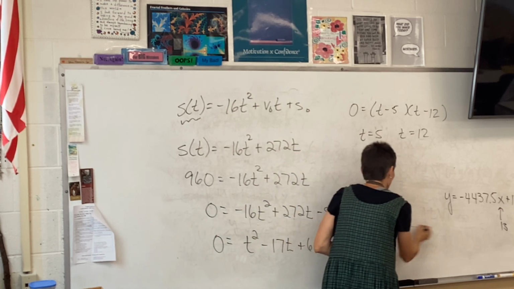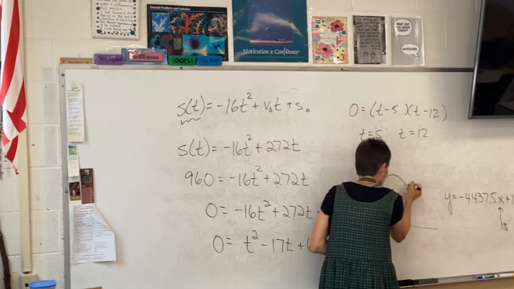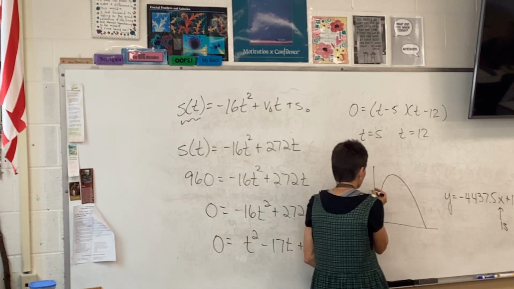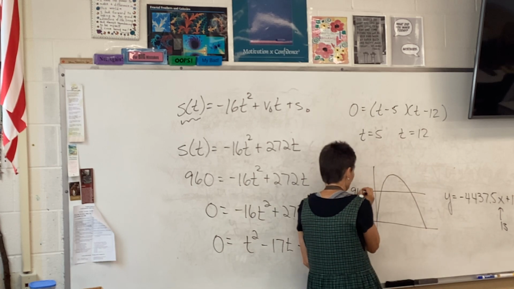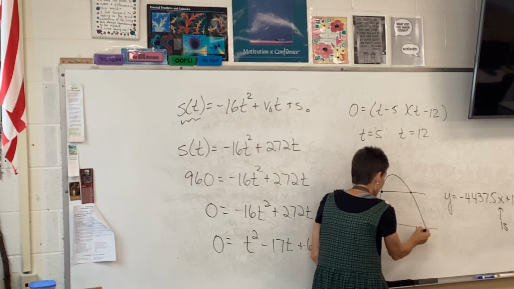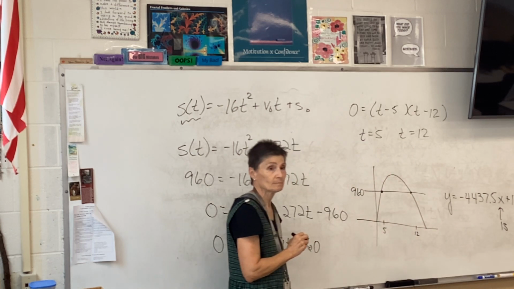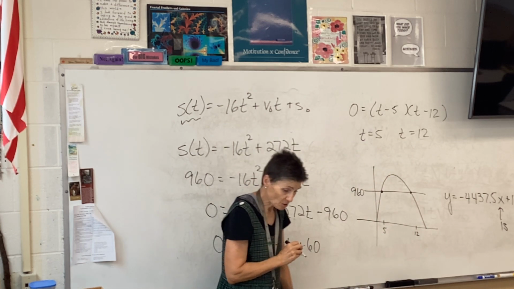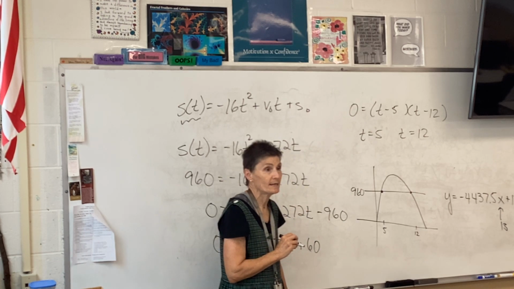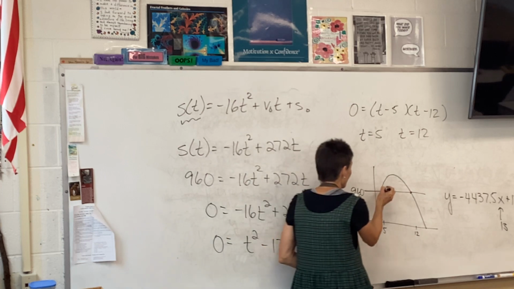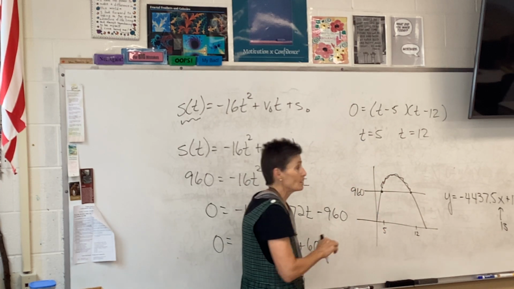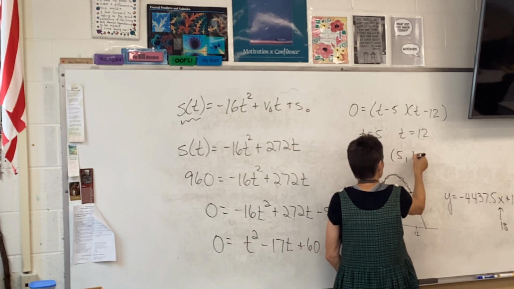So if you think about it, here's your object being shot up from the ground and it's going to come back down to land at some point. Here is 960. That happens at 5 seconds and at 12 seconds. So the next question says, when will it be more than 960? Well, won't more than 960 be in between? So that would be everything from 5 to 12.